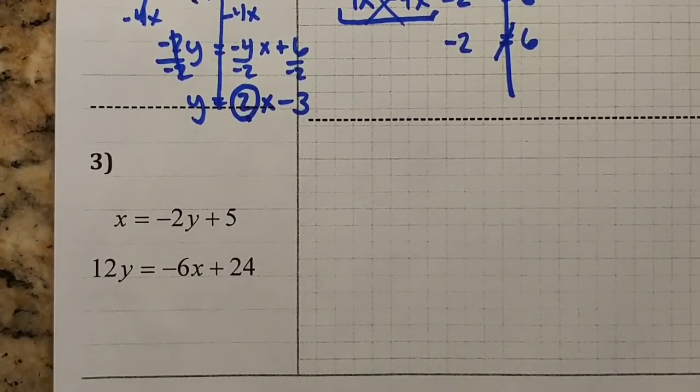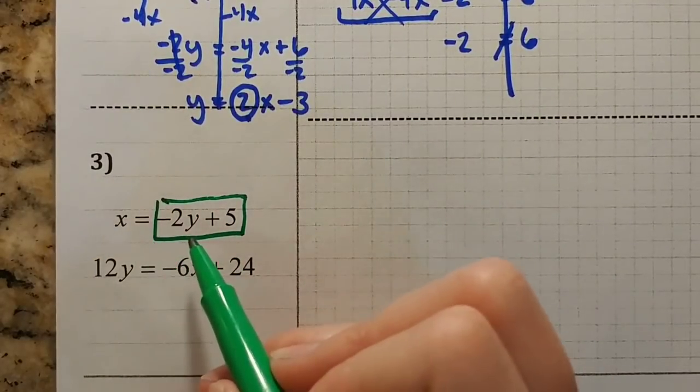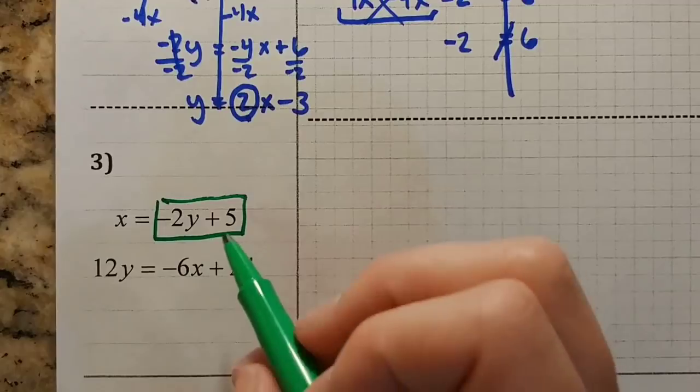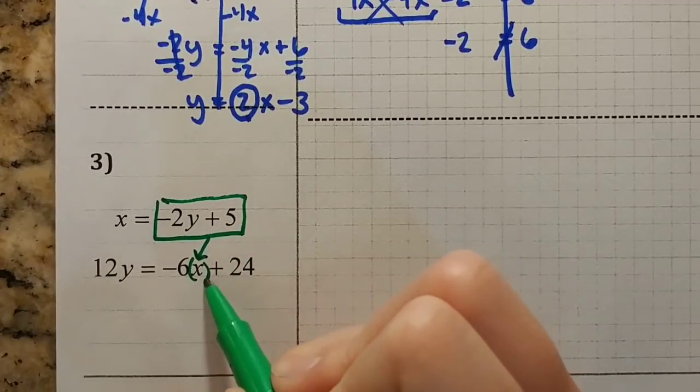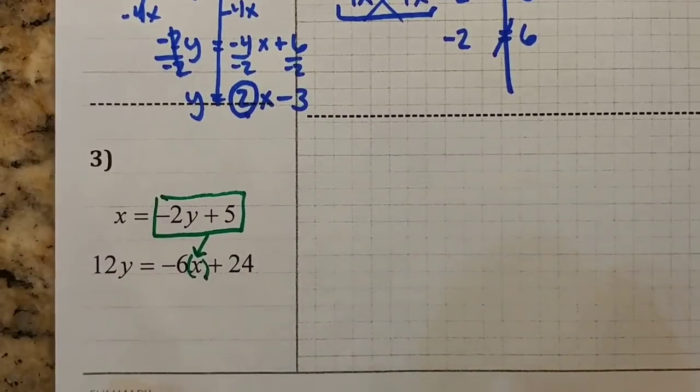Take a look at the equations. Which one has the x or y already isolated where we can box up our package? Top one, right? Right here. So x is negative 2y plus 5. So I'm going to replace the x in the other equation with negative 2y plus 5.